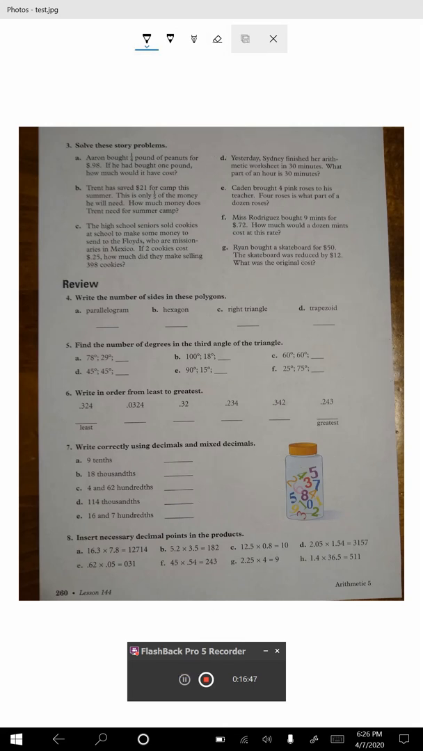All right, next problem. The high school seniors sold cookies at school to make some money to send to the Floyds, who are missionaries in Mexico. If 2 cookies cost 25 cents, how much will they make if they sell 398 cookies? So 2 cookies cost 25 cents. So how much will 398 cookies cost?